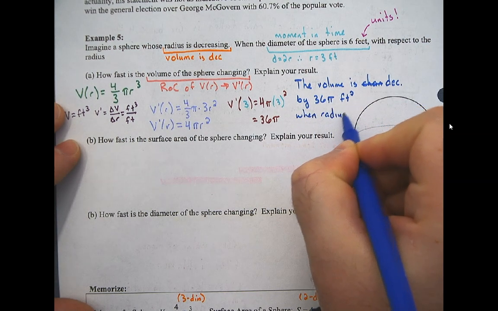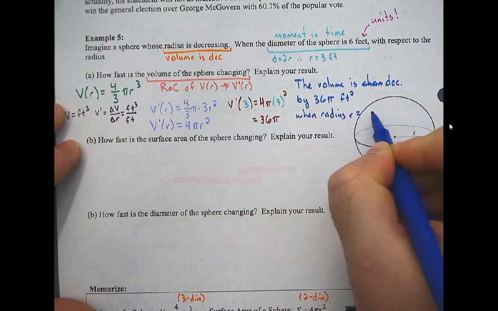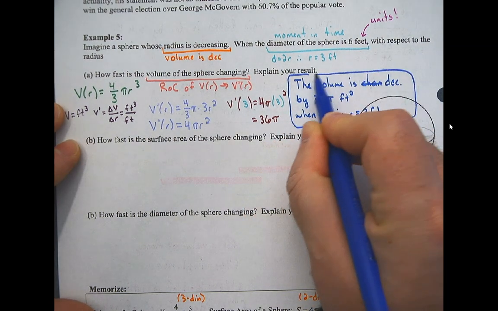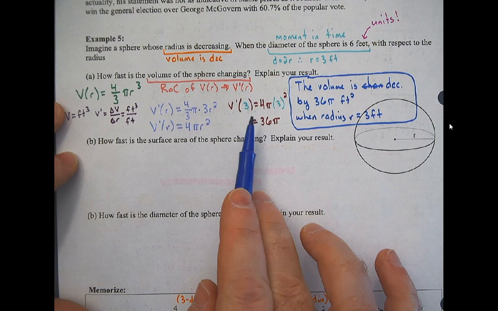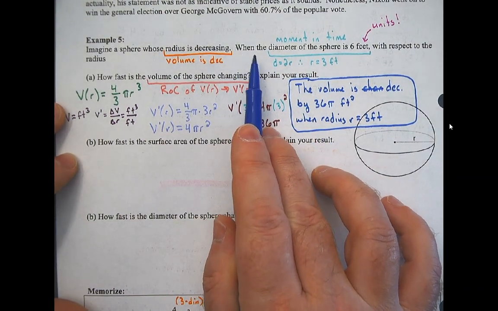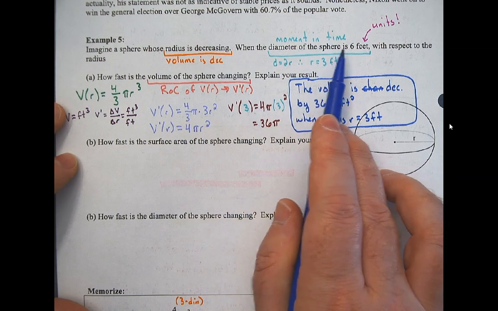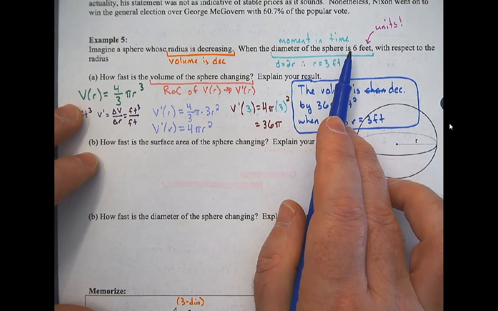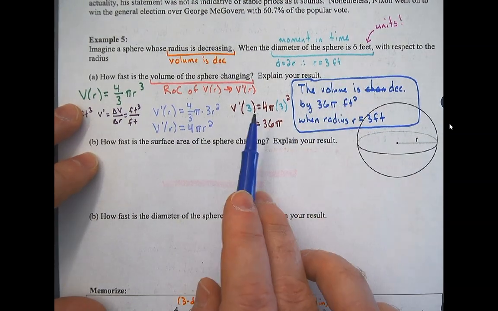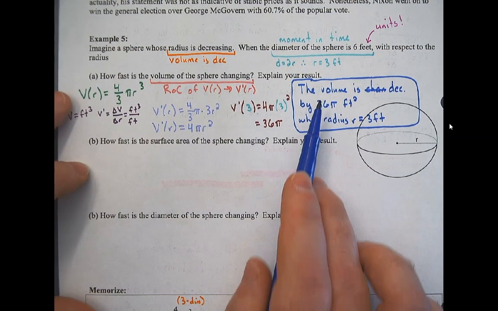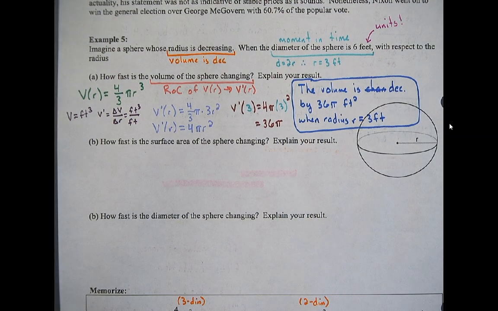radius r equals 3 feet. The story changes if I said that the diameter of the sphere was 5 feet or 4 feet. If the diameter was 4 feet at that moment in time, I would plug in a 2 here. I would get a totally different number. So the volume changes over time.